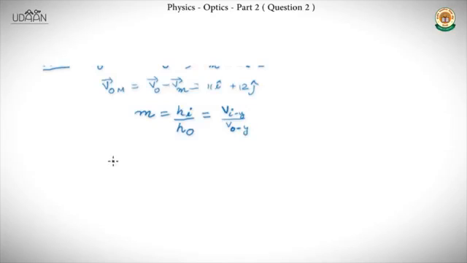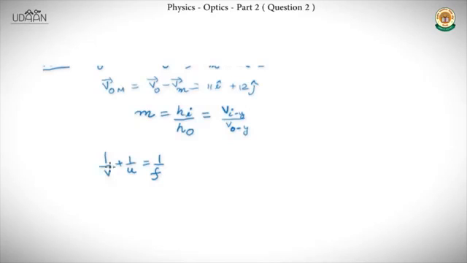Now we will consider the motion along the x-axis. For calculating the velocity along the x-axis, we need to consider distances along the x-axis. For that, we could rely on only one formula, that is the mirror formula, which is given as 1 by v plus 1 by u is equal to 1 by f.